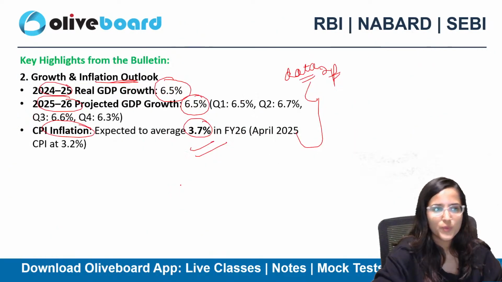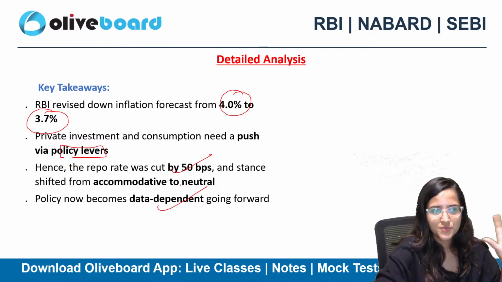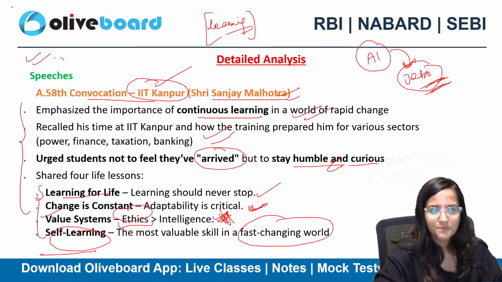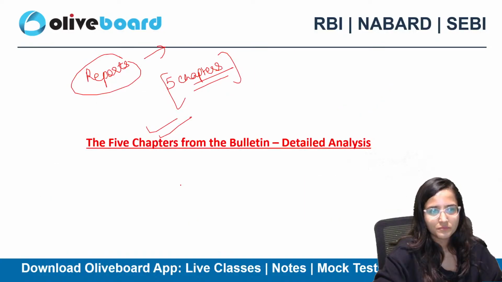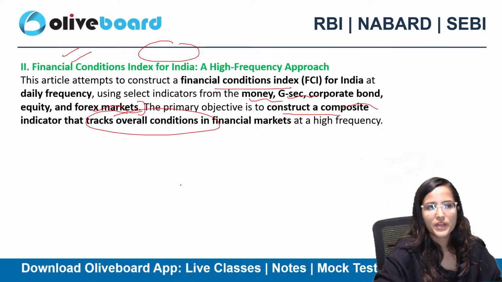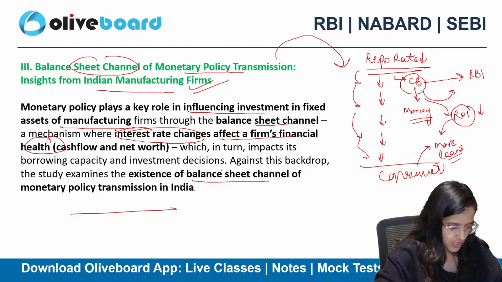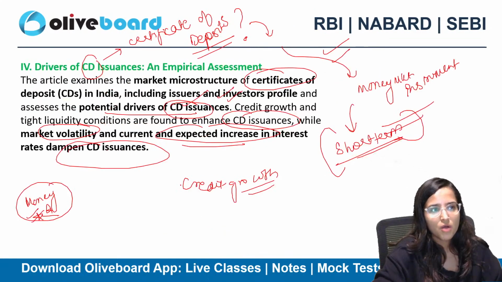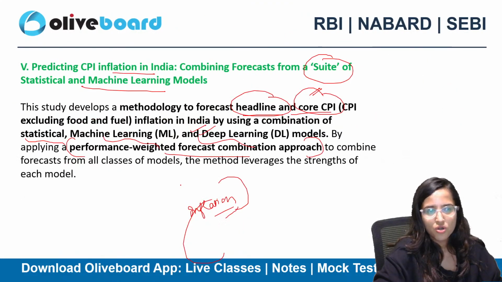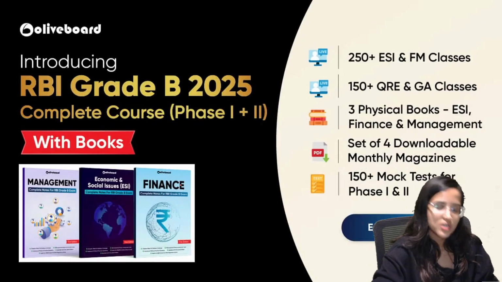Initially we started off with a few highlights, key highlights. We talked about the speeches which were given by different members of the board. Then we talked about the 5 chapters in detail. State of the economy. We talked about financial conditions index. We talked about the balance sheet channel of the monetary policy mechanism. We talked about drivers of certificate of deposit issuances. And we talked about CPI inflation and a suite of models. Please read it in detail.